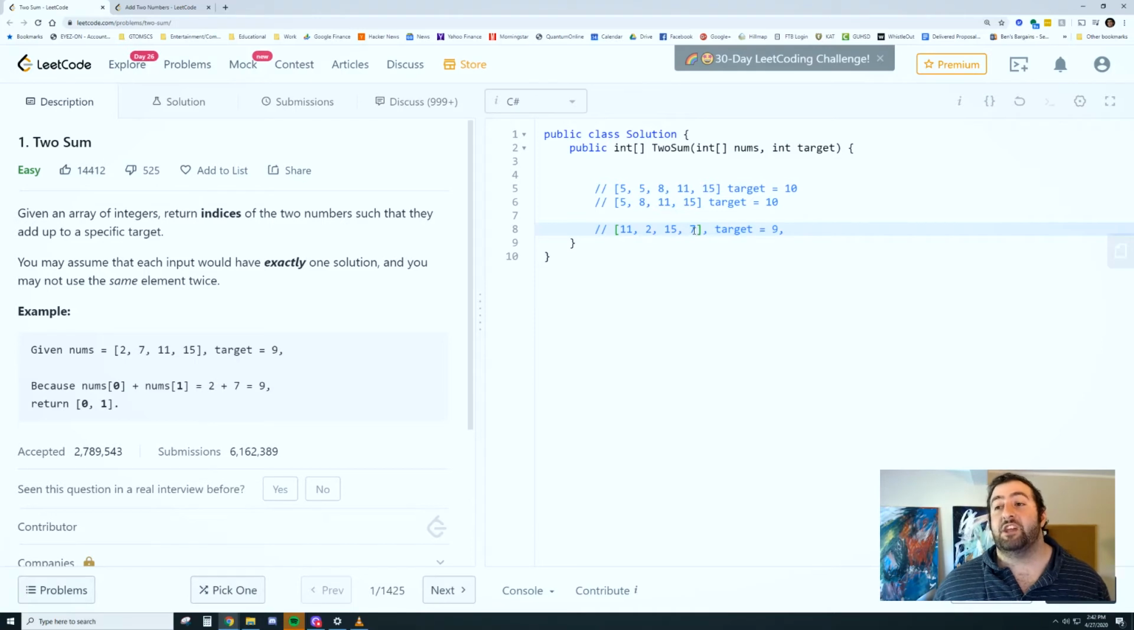This time I have 7. It's equal to the difference that I already have. So I know that this index and this index, so index 1 and index 3, are the correct indexes that I want to output. All right. So those are just two quick ways that I would go about this.